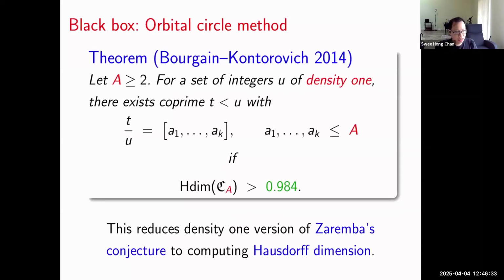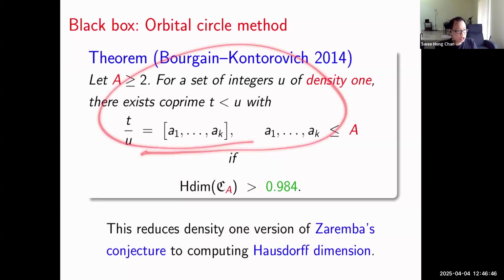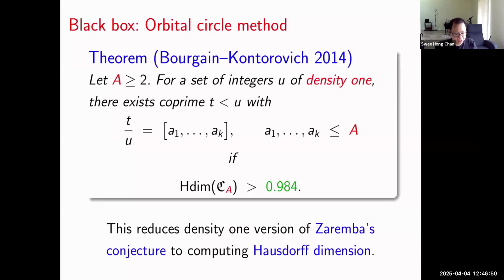And here is how Bourgain and Kontorovich solve this problem. They have this black-box method that we now call the orbital circle method. What it says is that the conclusion of the Zaremba theorem is actually a universal result. You can get it as long as the Hausdorff dimension of the Cantor set, the Cantor fractal, is greater than a certain number, 0.984.